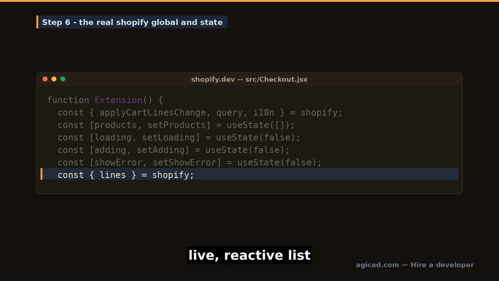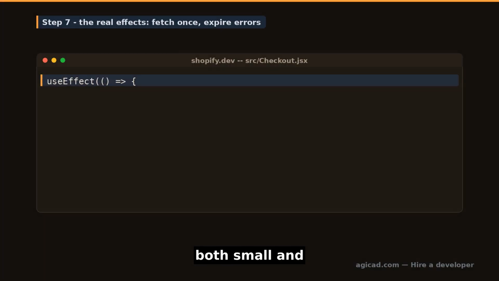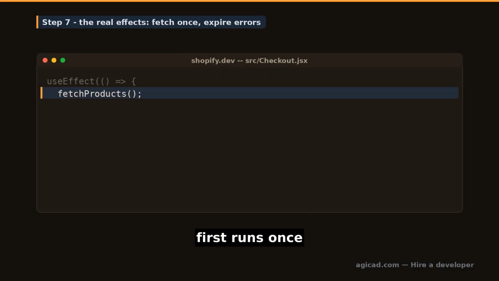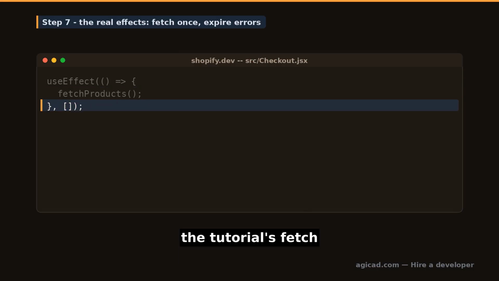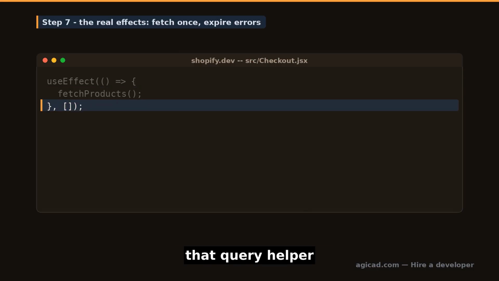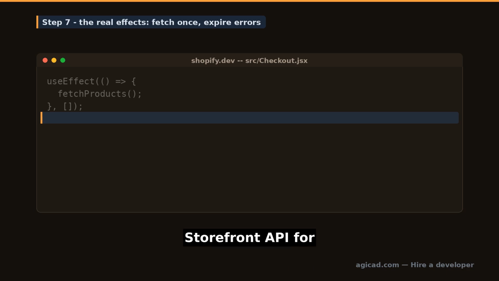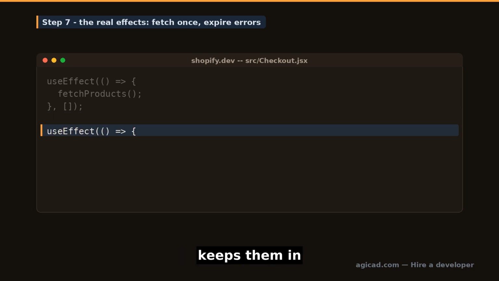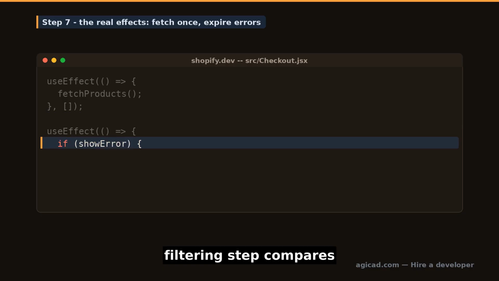2 real effects, both small and both deliberate. The first runs once on mount and fetches products. The tutorial's fetch products function uses that query helper to ask the Storefront API for the store's first 5 products, then keeps them in state, and its filtering step compares them against the cart lines so the extension never offers something the customer already has.